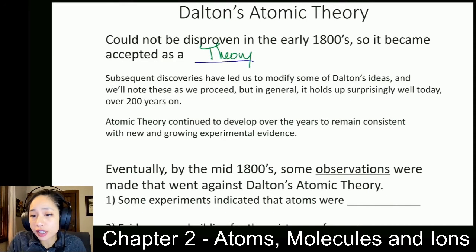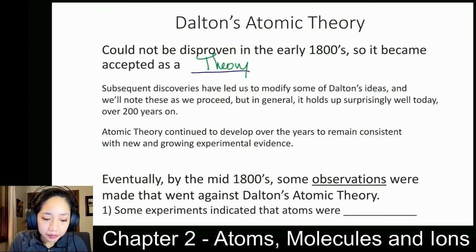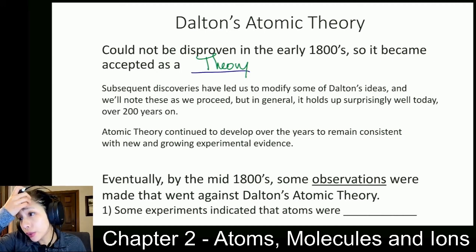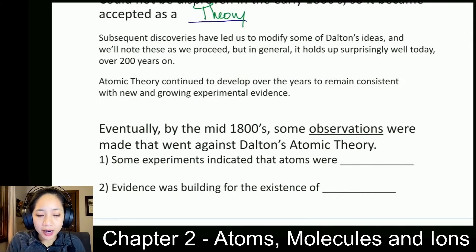Remember, theories are just explanations. So these four postulates are just explanations for chemical observations that chemists make. And surprisingly, his atomic theory pretty much holds true today, even 200 years later. Most things remain consistent today, except a couple things. By the mid 1800s, there were some observations that went against his atomic theory, and those are the things we're going to talk about in the next slides: subatomic particles.